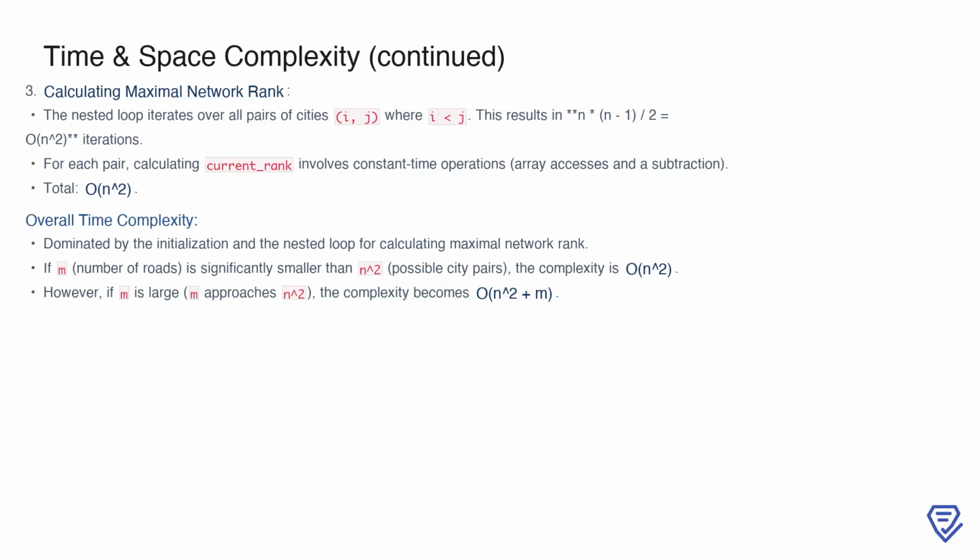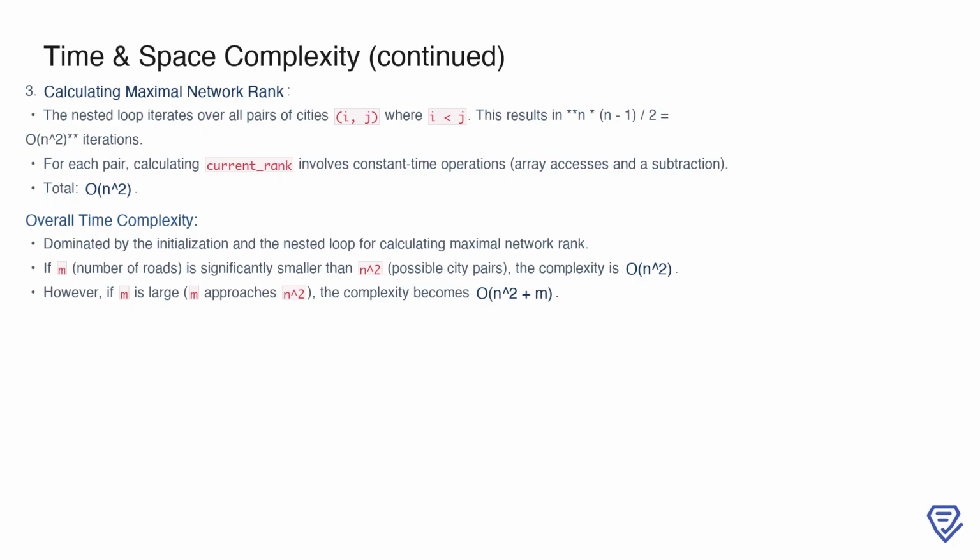The next step is calculating the maximal network rank. Here, we use a nested loop to iterate over all pairs of cities, considering only pairs where the first city's index is smaller than the second's. This results in n(n-1)/2 iterations, which simplifies to O(n²). For each pair of cities, we compute the current rank based on the degree array and the adjacency matrix. Since these operations involve direct array accesses and a subtraction, they are constant time operations, or O(1). Consequently, the entire nested loop contributes O(n²) to the time complexity.